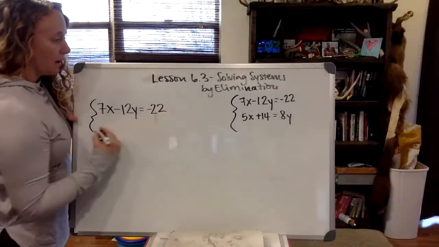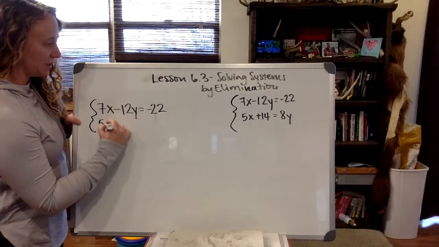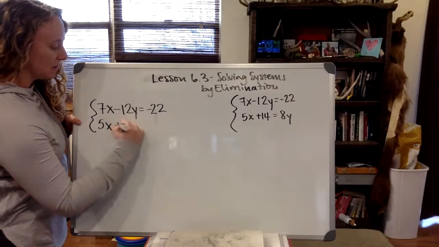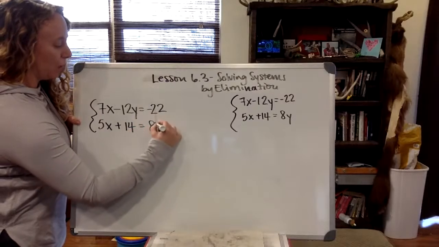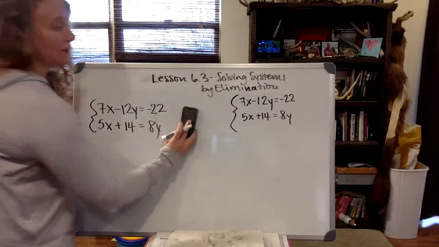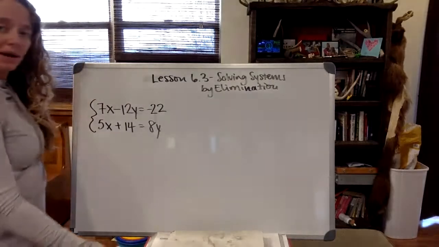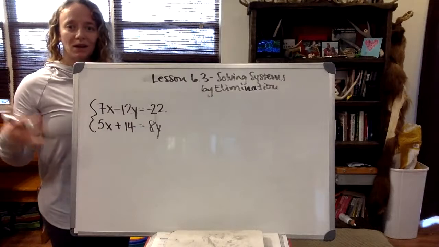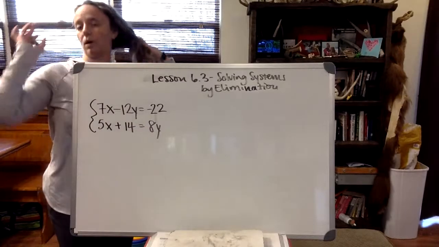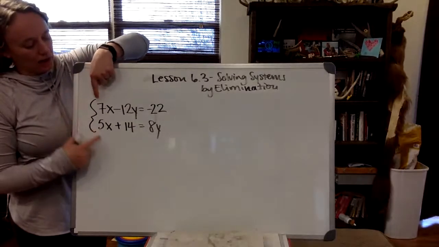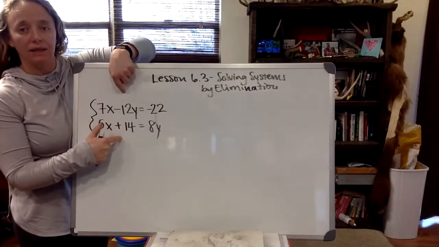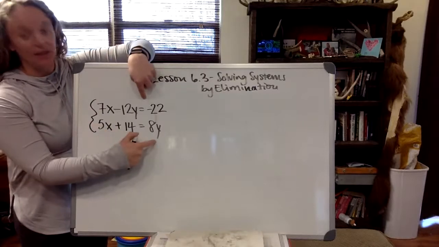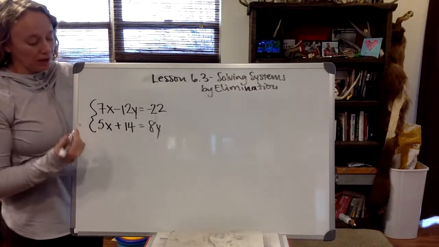Here we go. So we have the equation 7x minus 12y equals -22, and 5x plus 14 is equal to 8y. First and foremost, we need to make sure our equations are aligned in terms of x's, y's, equal signs, operation signs, constants, okay? So we have to do a little bit of work on this one because our x's are aligned, but our constant and y term over here are not aligned properly, and neither are they here. So we got to do a little bit of work.